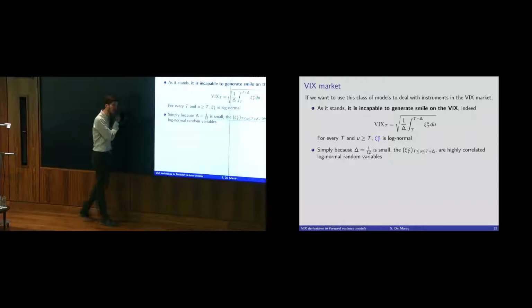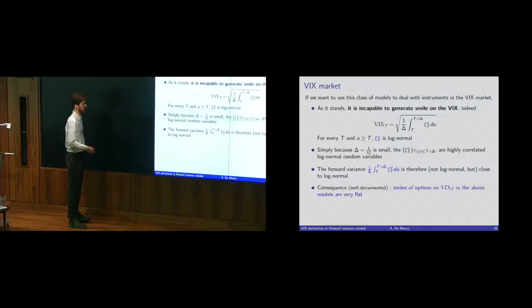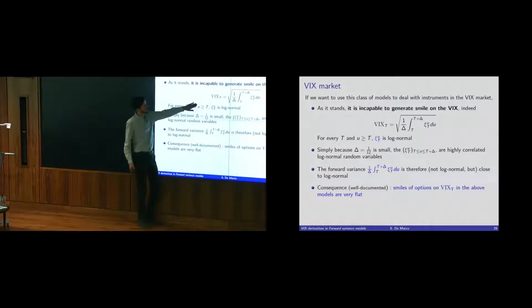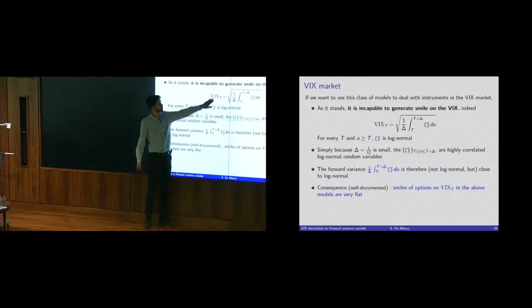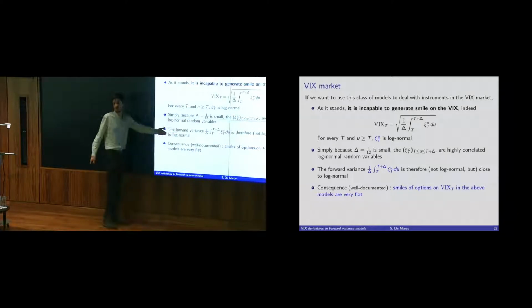A superposition of log normals is not log normal, right? But just because of the very fact that VIX is a one month implied volatility, I'm integrating over 1 month, that is 1/12 in years, which is small. And just because this delta is small compared to 1, these log normal processes that I'm integrating are very highly correlated, okay? And so I have a sum of log normals, which is not exactly log normal, but very close to a log normal. Think of the implied volatility of this random variable. It's not log normal, but it's close to log normal. It will be very flat.